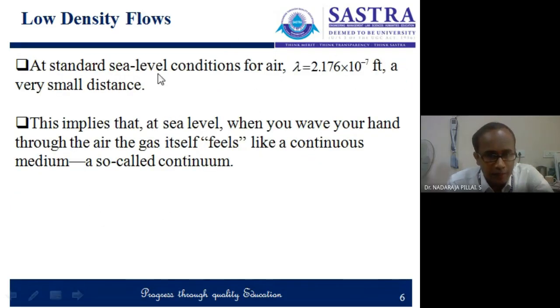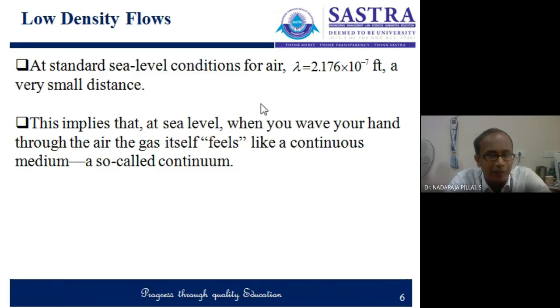At standard sea level condition, the mean free path lambda is 2.176 × 10^-7 feet. It's quite small. Hence, I consider that on the Earth's surface the Knudsen number is 0. So at sea level, the flow is continuous, or the concept of continuum is valid.